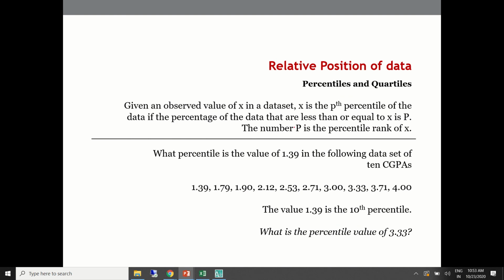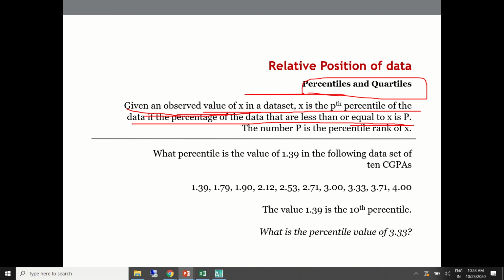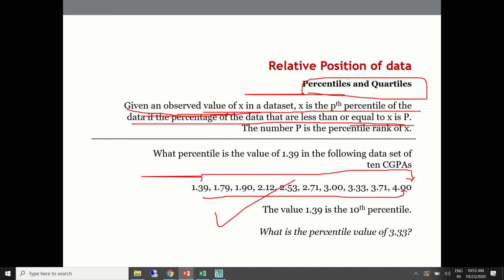There are other keywords that are also used, for example, percentile and quartiles. Given an observed value of x in the data set, x is the percentile position of the data set, those that are less than or equal to p. So for example, let us say this is the grade scored by a group of students, and it is placed in an orderly manner. And if I have to ask what the percentile is.